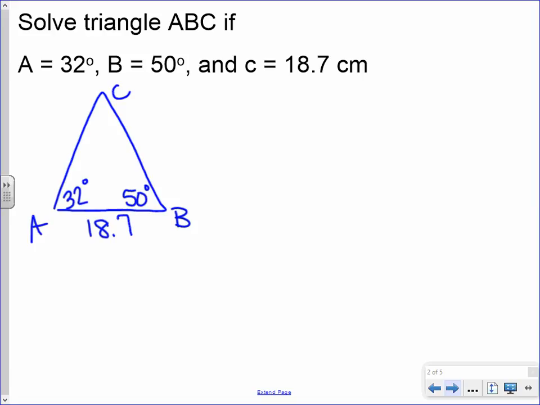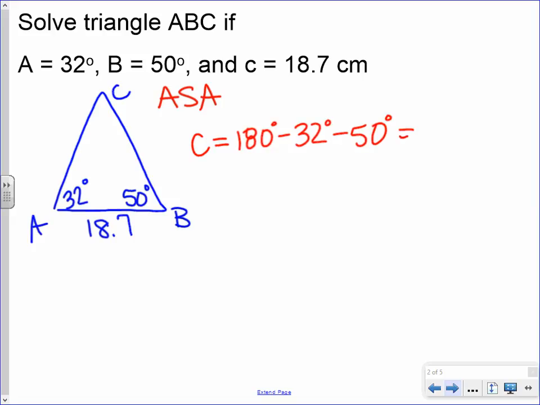I want you to notice that we have an angle, a side, and an angle. The side is in between the angles, so we call this angle, side, angle. With this given information, can we use the law of sines? Yes, we can. What is the easiest thing to find first? Angle C. We have two angles, we need the third. How are we going to find it? 180 minus the other two angles. What do we get? 98 degrees. So angle C is 98 degrees.